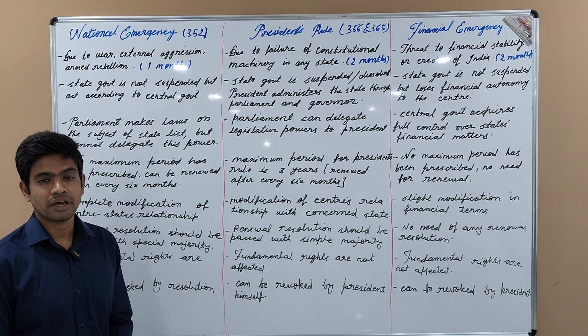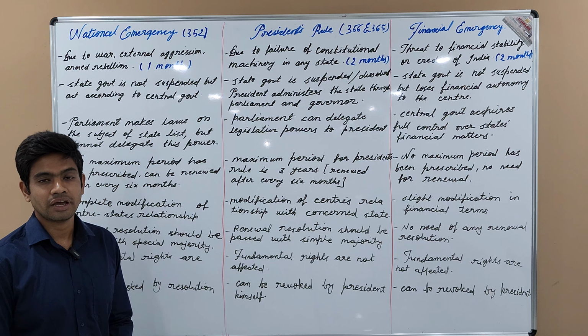As far as the President's rule is concerned, Article 356 says that when the central government decides that the government of any specific state cannot be carried on according to the Constitution, or according to Article 365, whenever it is satisfied that a particular state is not complying with the instructions of the central government, then it is imposed. So we can say that the President's rule is imposed in a particular state on the grounds of failure of constitutional machinery in that state. As far as the financial emergency is concerned, it is imposed whenever there is a threat to the financial stability and credit of India.